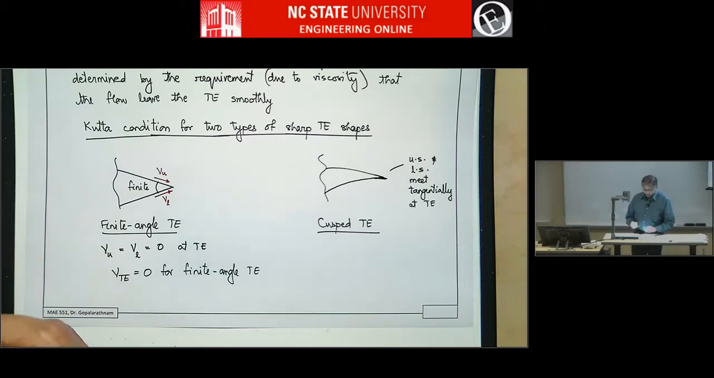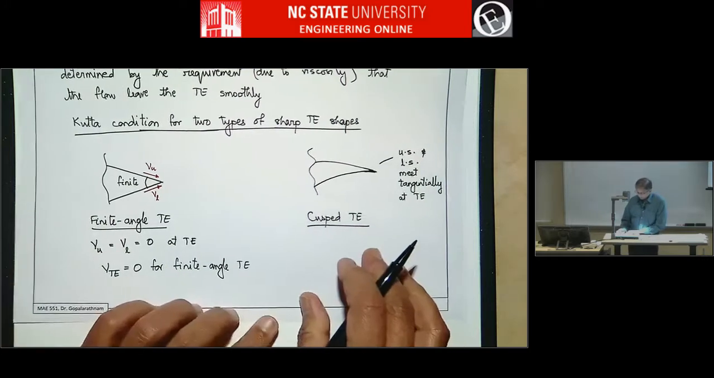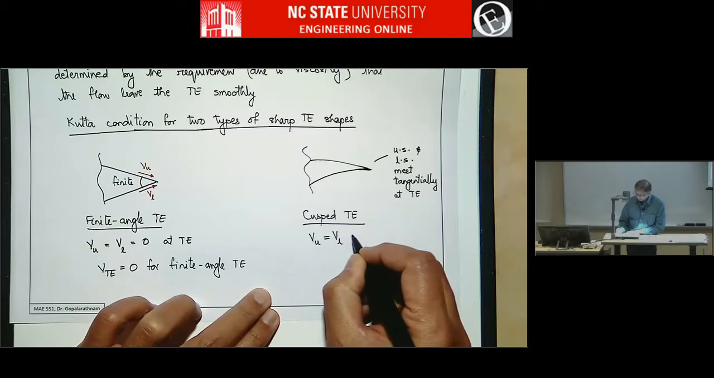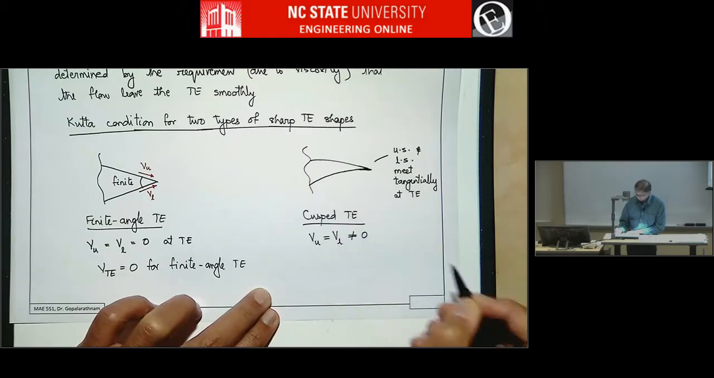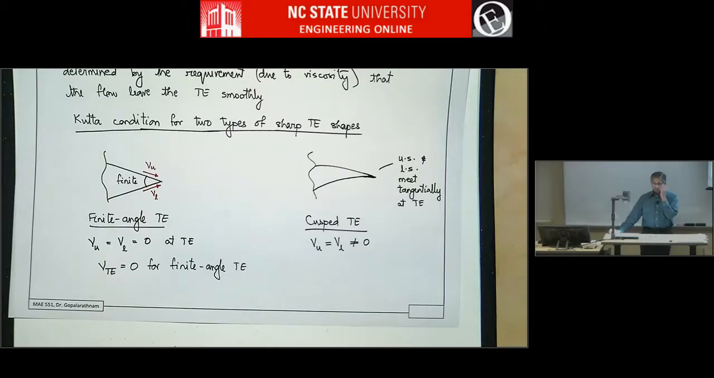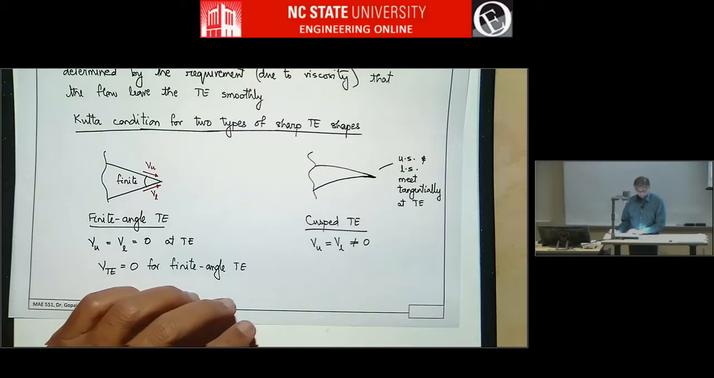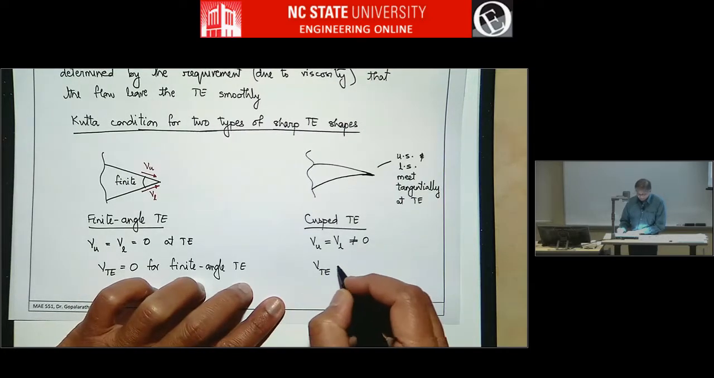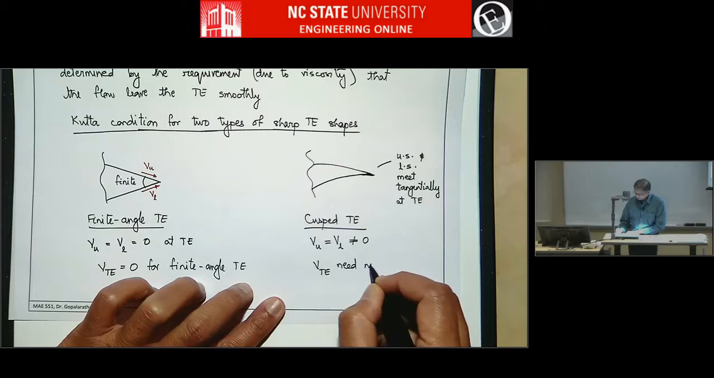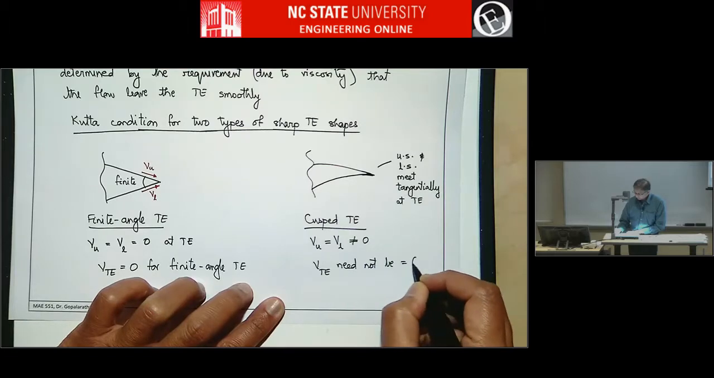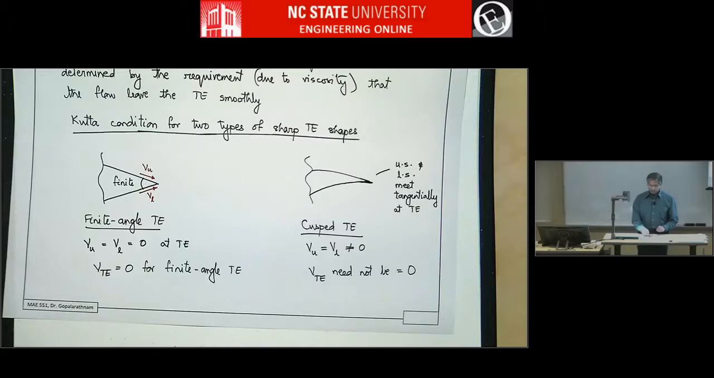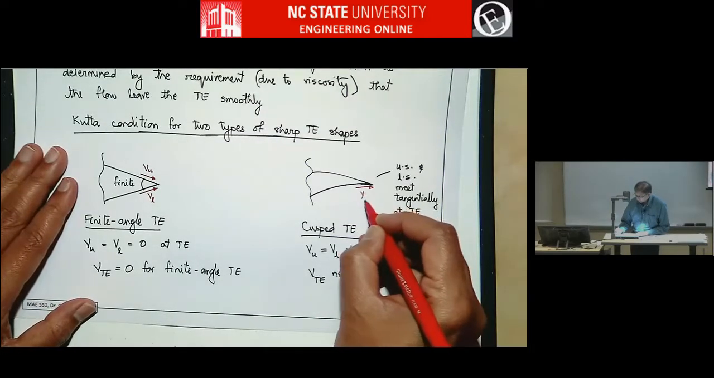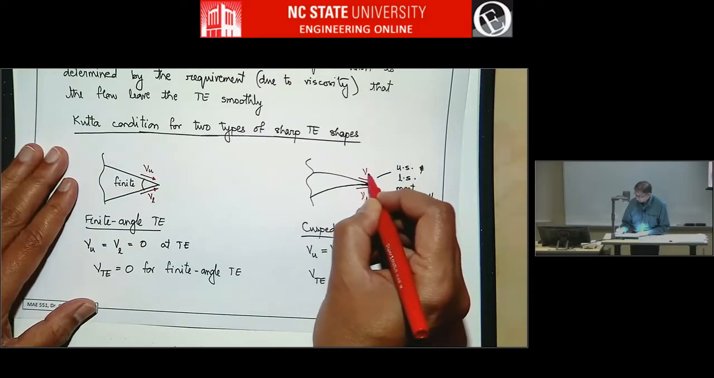And for a cusp trailing edge, velocity on the upper surface has to be equal to velocity on the lower surface, but it doesn't have to be 0. And so that means velocity at the trailing edge need not be equal to 0. But the upper and lower surfaces have to be of the same velocity magnitude at the trailing edge. So this is V lower, this is V upper.